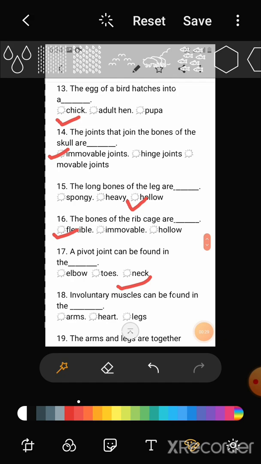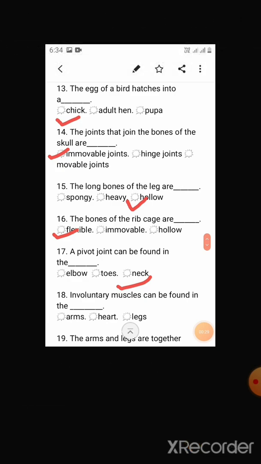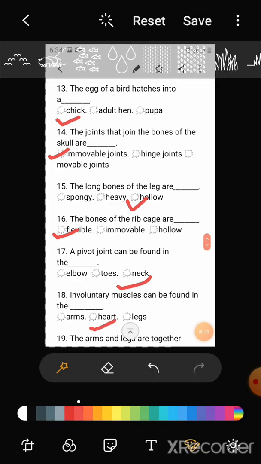Next, involuntary muscles can be found in the dash. Given options are arms, heart, and legs. And the correct answer is heart. Involuntary muscles can be found in the heart.